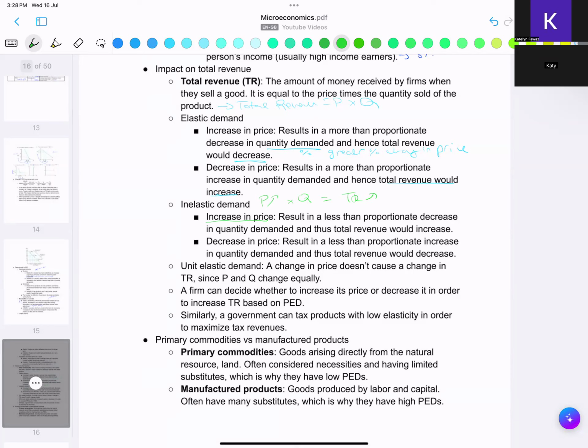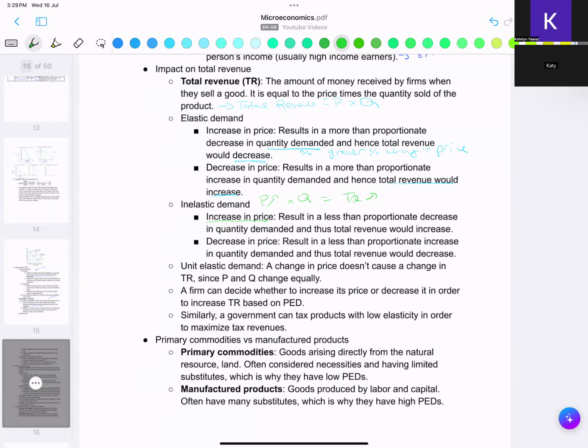Okay. And unit elastic demand. Then we talk about unit elastic demand, meaning it's the exact same. The percentage change in quantity demanded is the exact same as the percentage change in price. So basically, nothing's going to change. P and Q change equally, so total revenue won't change.